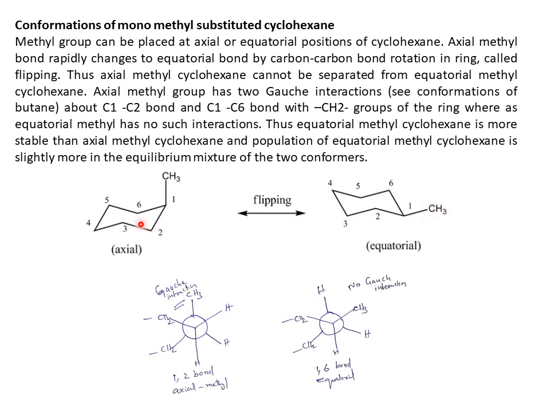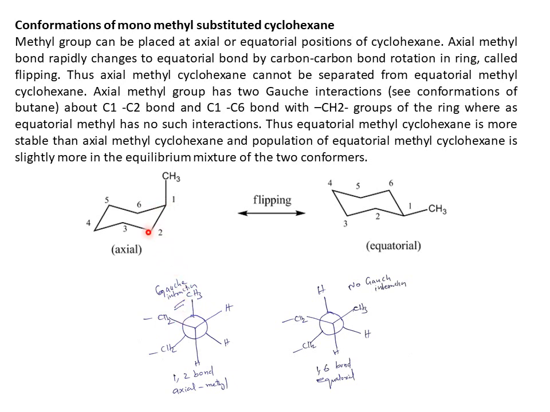So let us evaluate which conformer is more stable, the axial methyl or the equatorial methyl. The axial methyl bond rapidly changes to an equatorial bond by carbon-carbon bond rotation called flipping. Thus, axial methylcyclohexane cannot be separated from equatorial methylcyclohexane. The axial methyl group has two gauche interactions. Let us look at gauche interactions as we have seen in butane, about the 2,3 bond in the previous slide. There is a gauche interaction between the CH3 group and the CH2 group in axial methylcyclohexane.